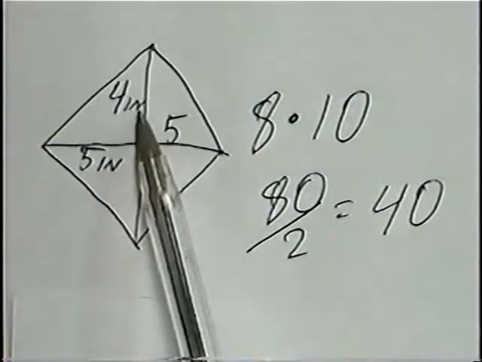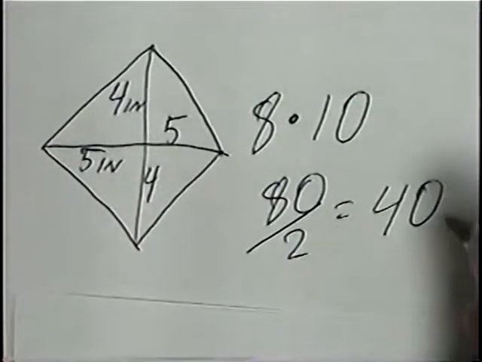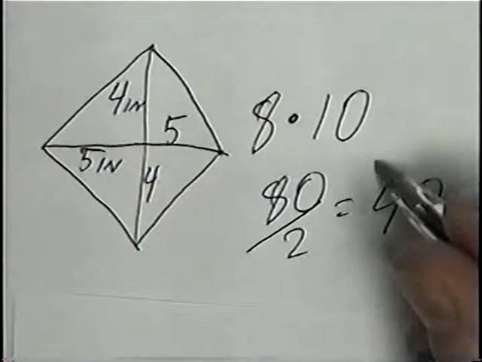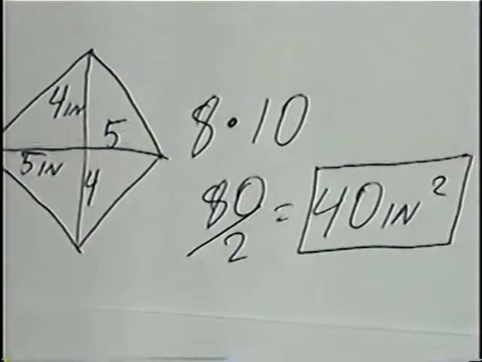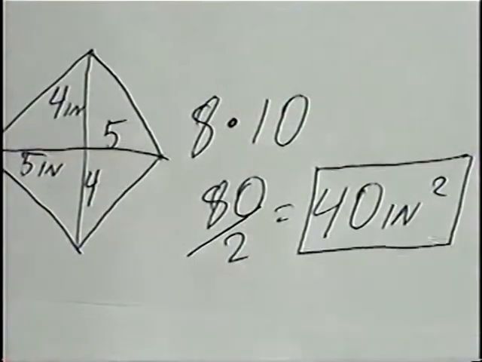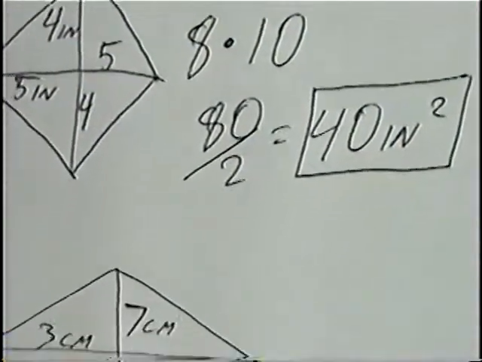Each of these again are inches. Multiplying inches times inches, the answer would be inches squared. 40 inches squared. Second question, and last question for the section.